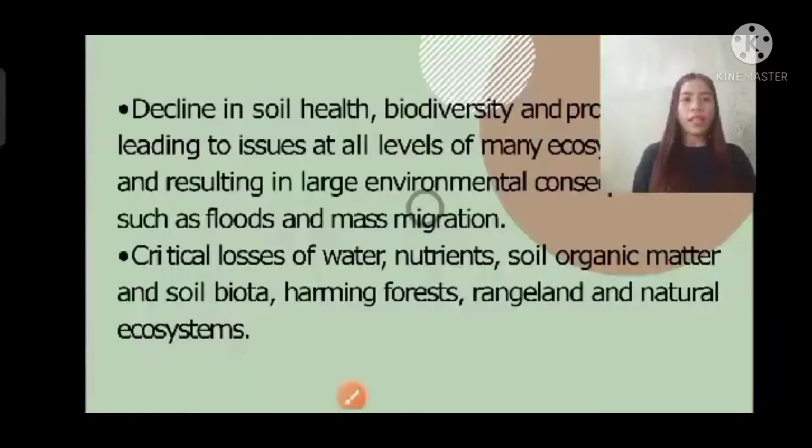Next, decline in soil health, biodiversity, and productivity, leading to issues at all levels of many ecosystems and resulting in large environmental consequences such as floods and mass migration. Lastly, critical losses of water, nutrients, soil, organic matter, and soil biota, harming forests, rangeland, and natural ecosystems.